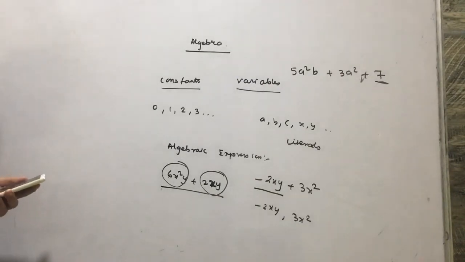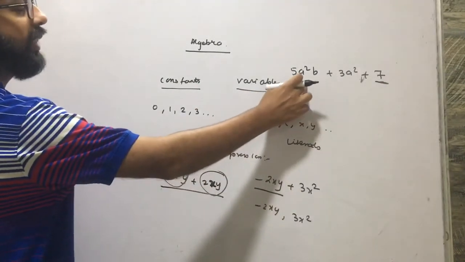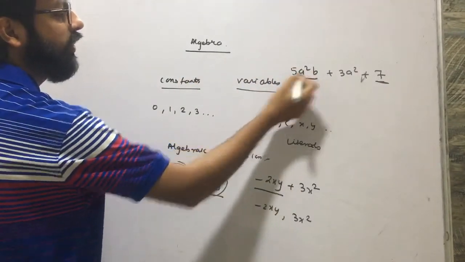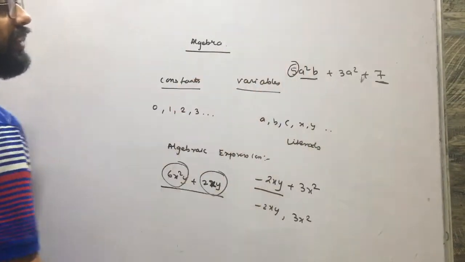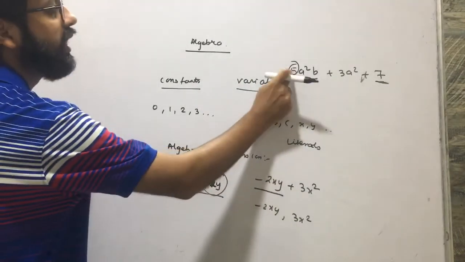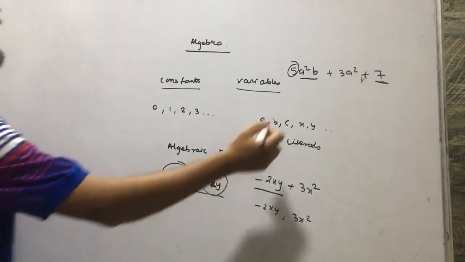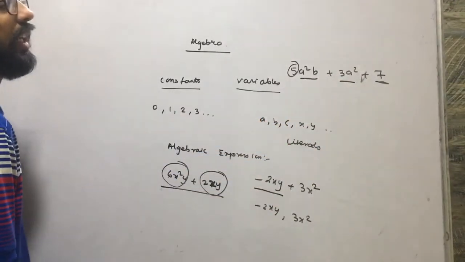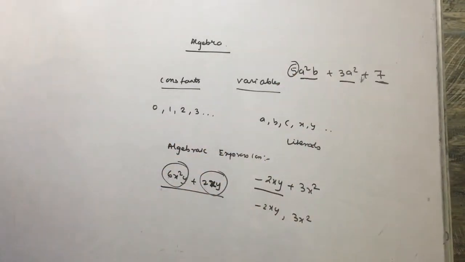Okay, now next we have to understand the coefficient. In the same problem, if I ask you the coefficient of a square, the coefficient is the number which is used as a prefix. Before the variable, the number which is being used is called the coefficient. Here in the term 3a square, if I ask you the coefficient of a square, then the coefficient will be 3. So coefficient is very important.